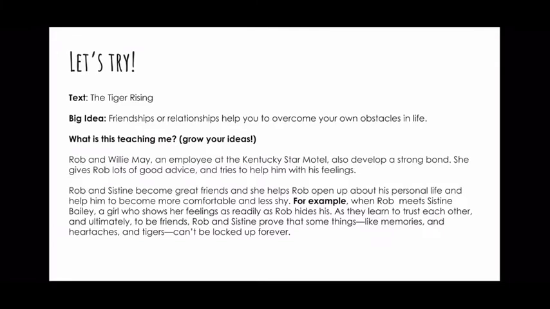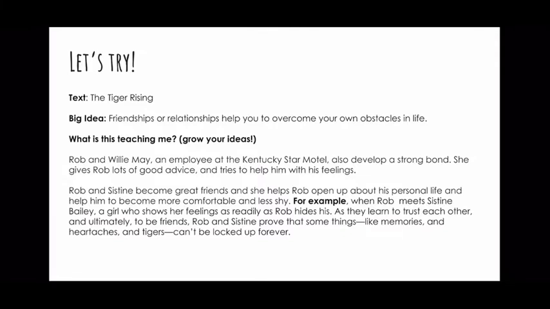So that's great that I came up with that theme, but now I need to go back and start supporting. I need to start growing that idea bigger. So right now, I didn't necessarily start coming up with my response. I just started coming up with the details. So I started thinking of the different friendships or relationships that came up in The Tiger Rising. For example, I thought of Rob and Willie Mae, the employee at the Kentucky Star Motel. They started to develop a strong bond. She gave Rob lots of advice and she helped him with his feelings. So I thought that showed a really nice connection to friendship.